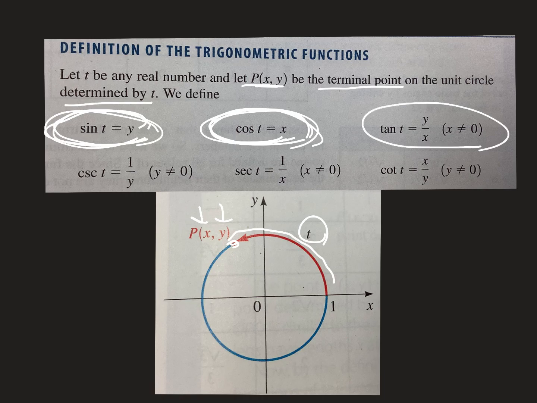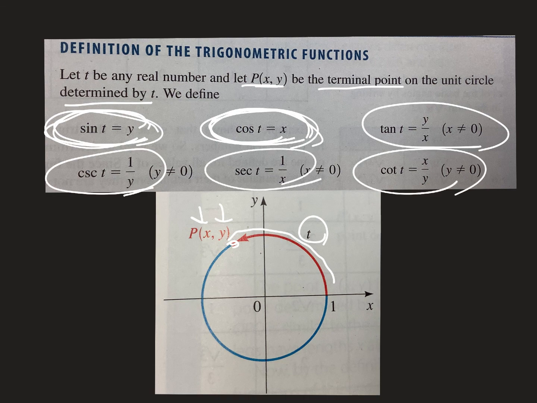Remember I told you earlier, tangent's really sine over cosine. And if sine is the y and cosine is the x, tangent is y over x. The other three down here are just reciprocals. And remember, if you have a variable in your denominator, all these conditions that say y cannot equal 0, x cannot equal 0, are there so the denominator is not 0.